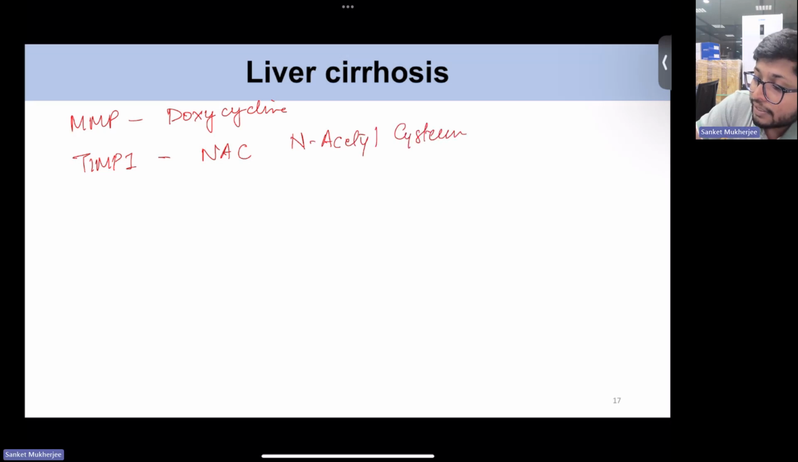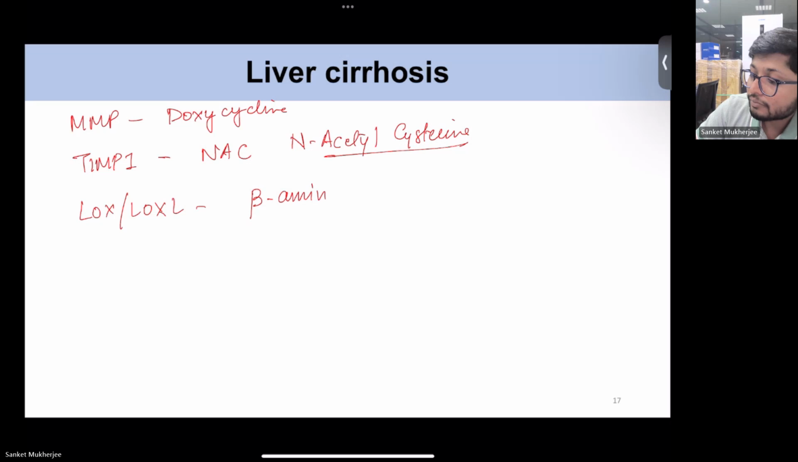We have already studied about it earlier. N-acetylcysteine also maintains a redox environment, a reducing environment. It's an antioxidant, and it is also used to treat malaria in certain cases as a drug for malaria. Cross-linking enzymes like LOX or LOX-like can be inhibited by beta aminopropionitrile. Right? BAPN.